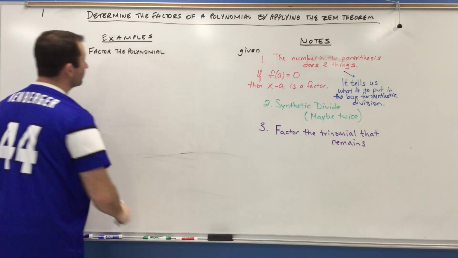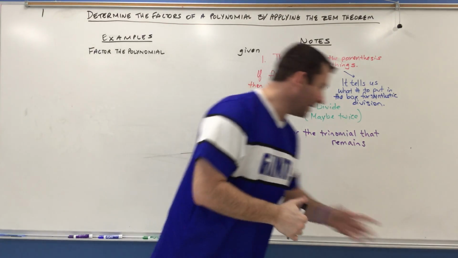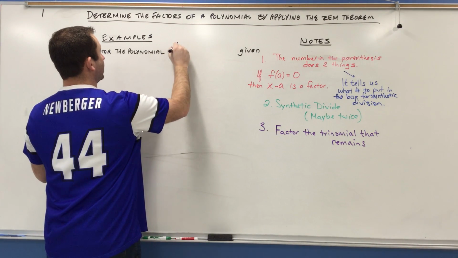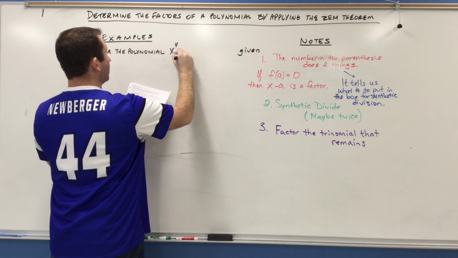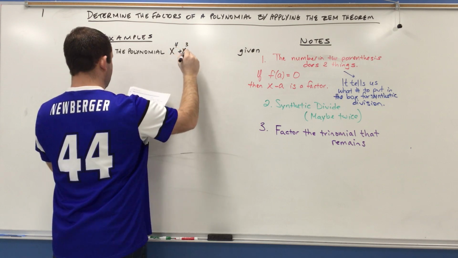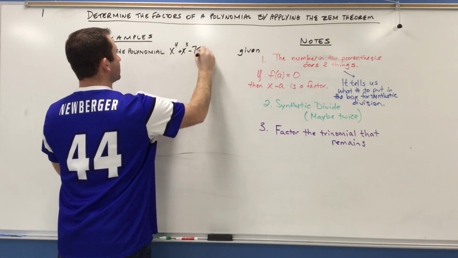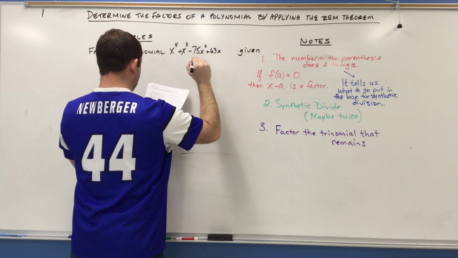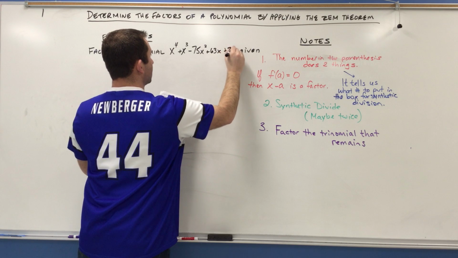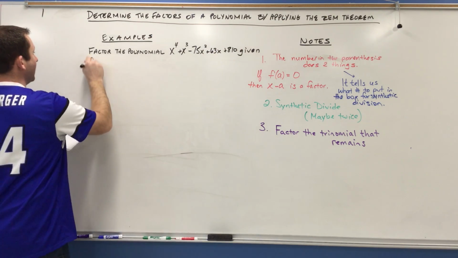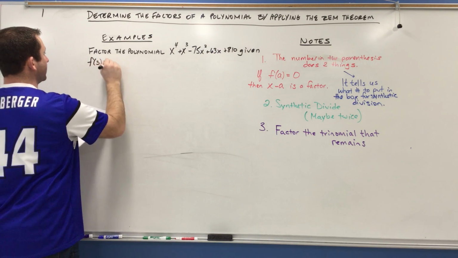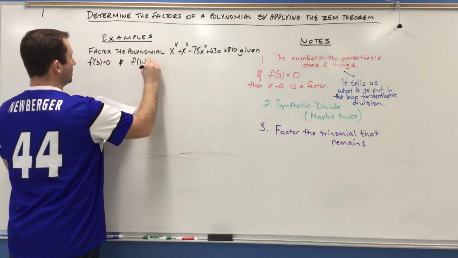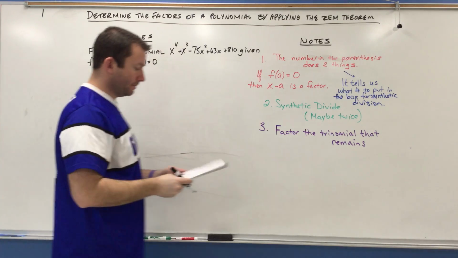All right. So let's see what it says. Factor the polynomial. I'll write a little small here. x to the 4th plus x to the 3rd minus 75x squared plus 63x plus 810, given f of 5 equals 0 and f of 6 equals 0 for that polynomial.